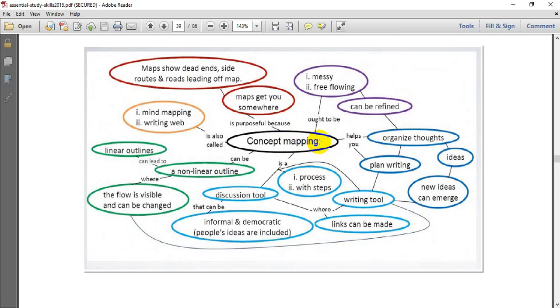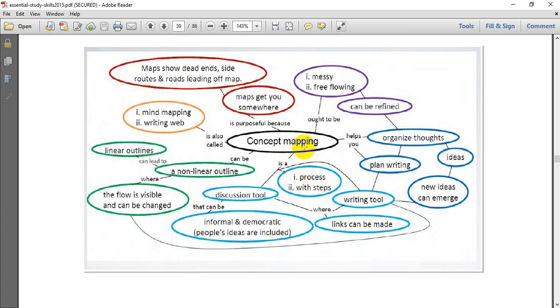This is an example about concept mapping. Concept mapping is purposeful because maps get you somewhere. Maps show dead ends, side routes, and roads leading off the map. Concept mapping can be a non-linear outline, which can lead to linear outlines. Concept mapping is a process with steps. It is also a discussion tool that can be informal and democratic. For example, people's ideas are included.